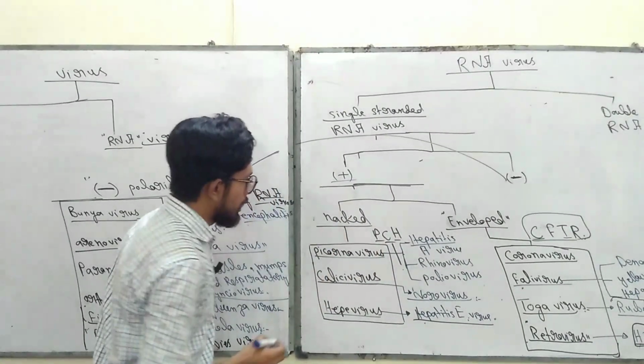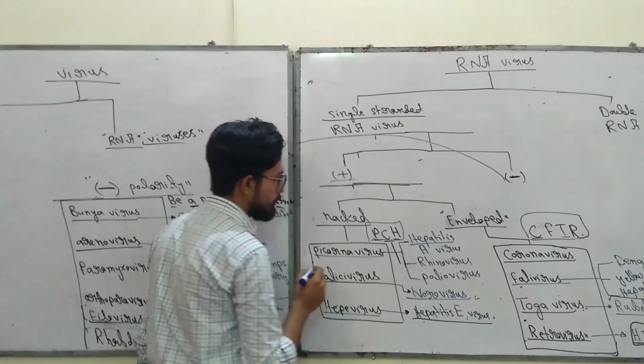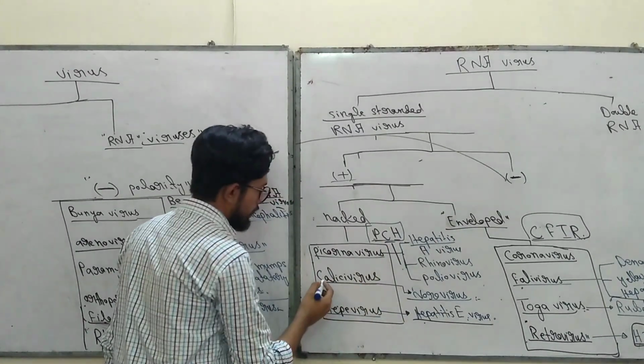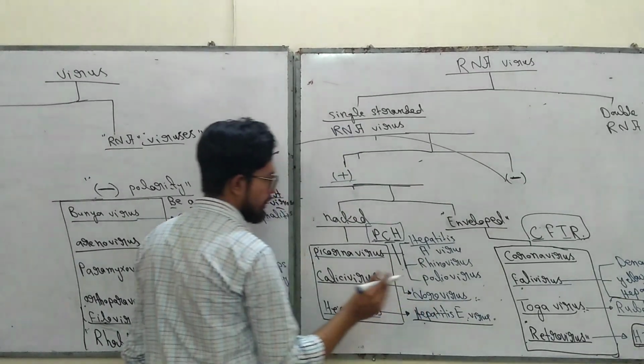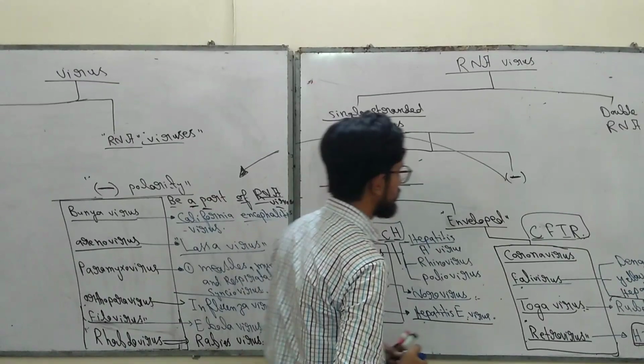And for the naked viruses, the mnemonic is PCH. P means picornavirus, which is very important and contains hepatitis A virus, rhinovirus, and poliovirus. Second one is calicivirus, and calicivirus contains norovirus. Third one is hepevirus, and hepevirus contains hepatitis E virus.